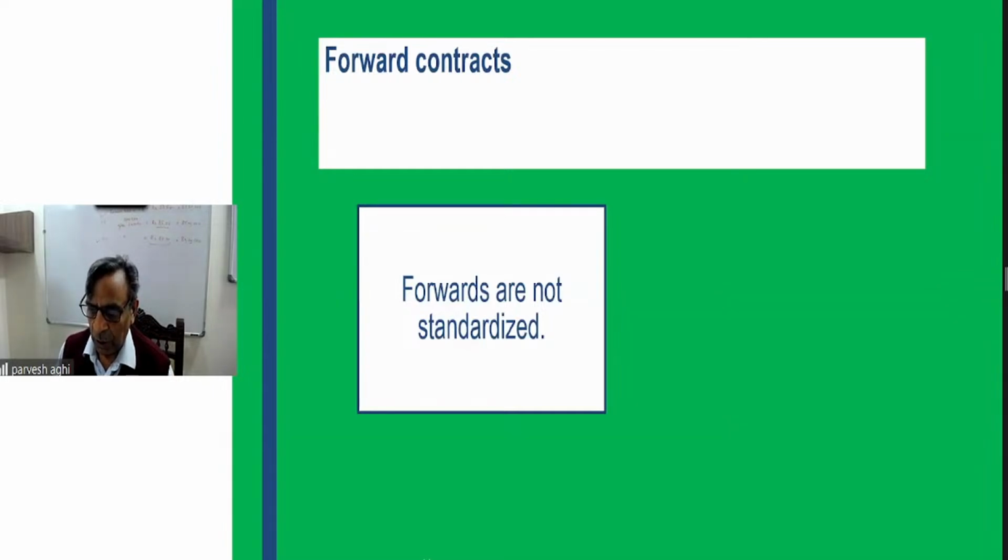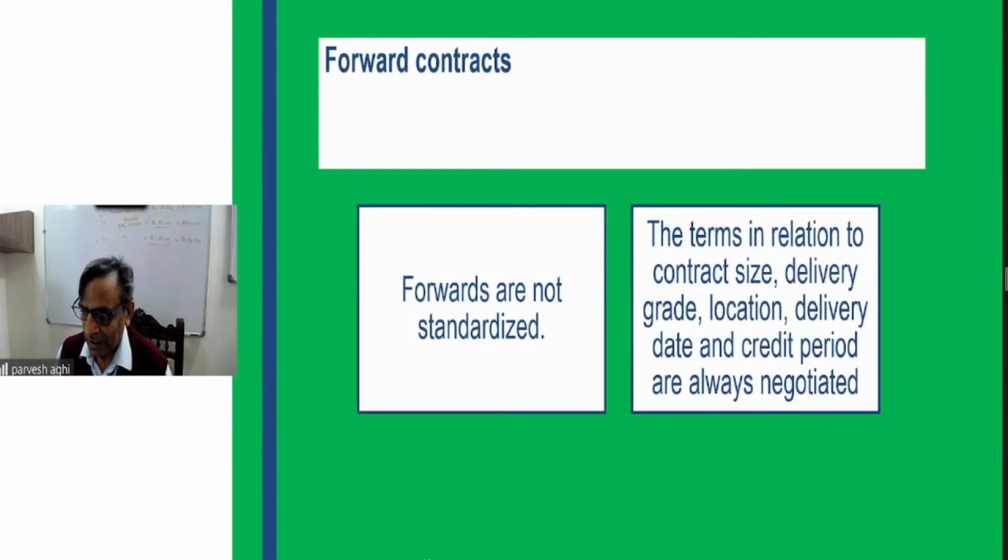So forward contracts are not standardized. The terms in relation to contract size, delivery, grade, location, delivery date, and credit period are always negotiated. Now, if you're in a futures transaction, doing it through the stock exchange, they are all standardized. Contract size can be any size in a forward, but in a futures contract, it has to be in terms of number of lots. Like the lot size in futures is $1,000, so it has to be in terms of $1,000. Suppose you have an exposure of $1,500, you have to take either one lot or two lots. So they are standardized in futures.